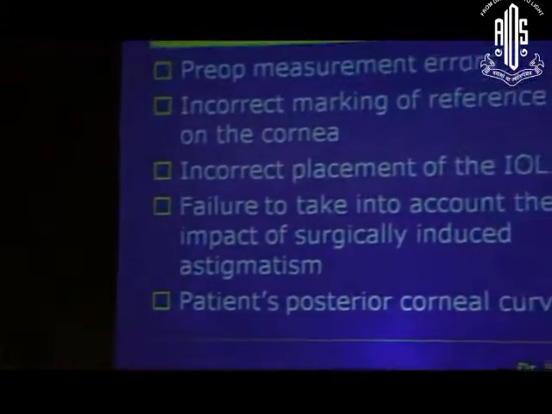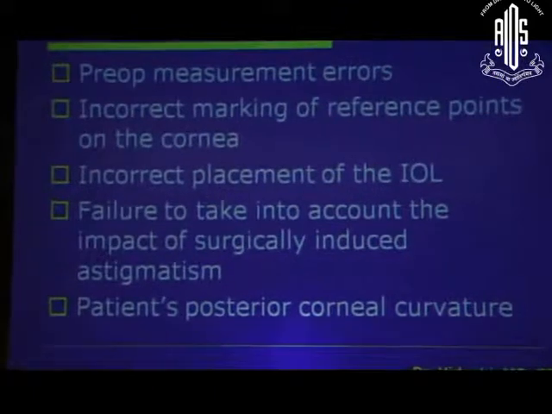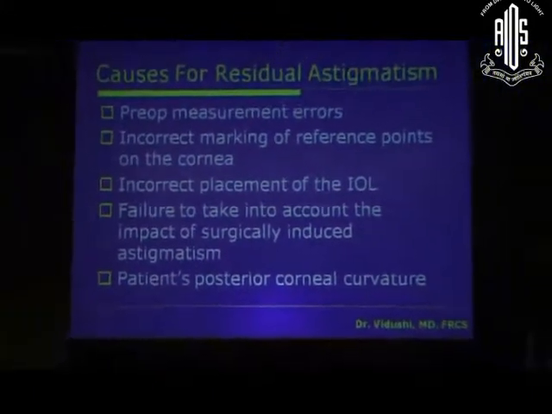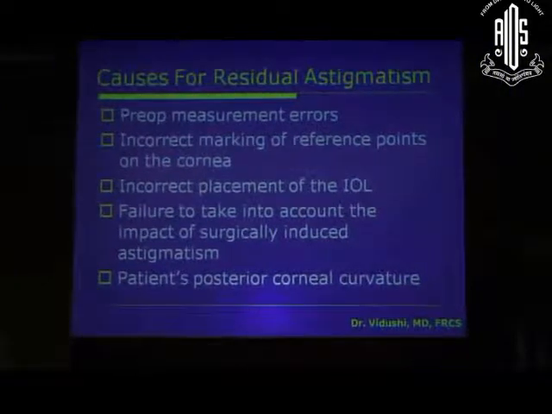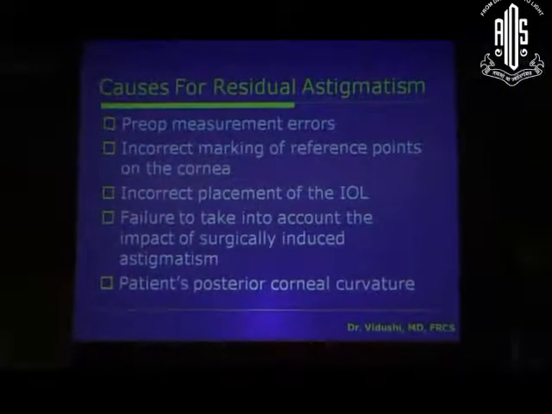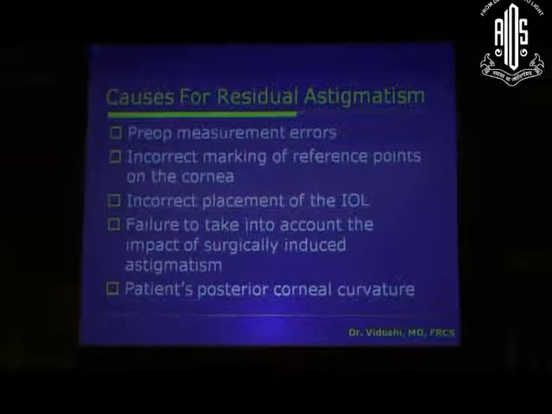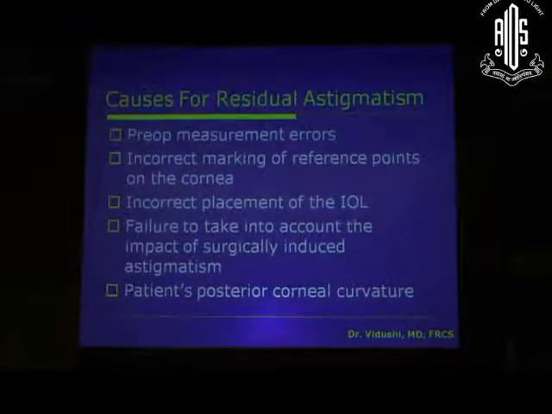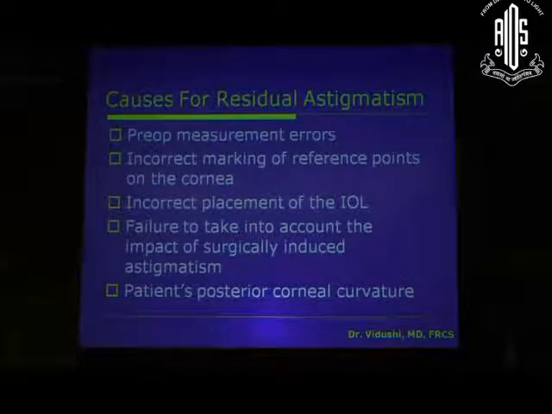Now, there can be many reasons why you end up with a problem and some residual astigmatism in your post-op period. You could, of course, have had a problem in your pre-op measurements. There could be incorrect marking of reference points, and either because of incorrect marking or for any other reason you may have placed the IOL along the wrong axis. There may be a failure to take into account the surgically induced astigmatism, which is being talked about in detail, or the patient's posterior corneal curvature, which is again also being talked about.